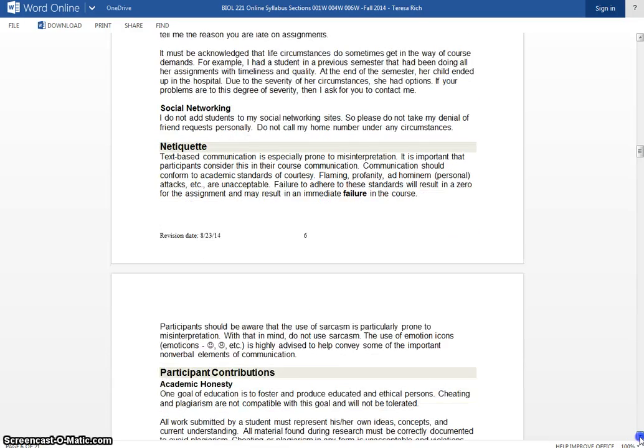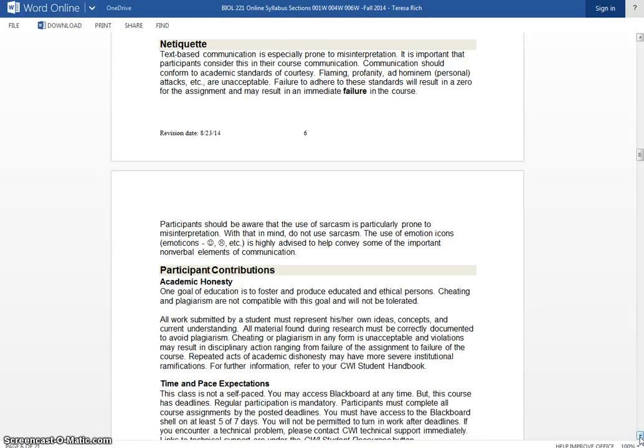Netiquette. Make sure you read through this section. I will be holding you to netiquette expectations. Basically, netiquette is etiquette, or being nice to everybody on the net. So make sure that you are polite to your classmates and to me.